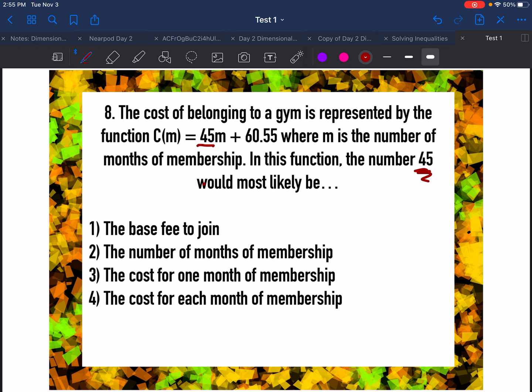It would really help if I knew what m represented. So m is the number of months. So I want my answer to maybe involve months. Also, what operation is in between 45 and m? Well, that would be multiplication.